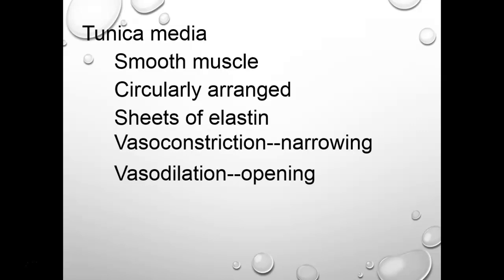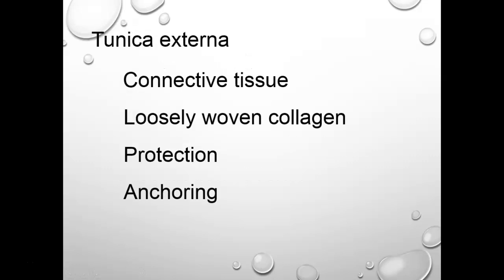Now, because of these two components together, the sheets of smooth muscle and the elastin, vasoconstriction can occur when those muscles contract, and that narrows the blood vessels, and vasodilation, relaxation, allows for the vessels to become more open, or a larger lumen in that blood vessel. This helps to control blood flow and blood pressure.